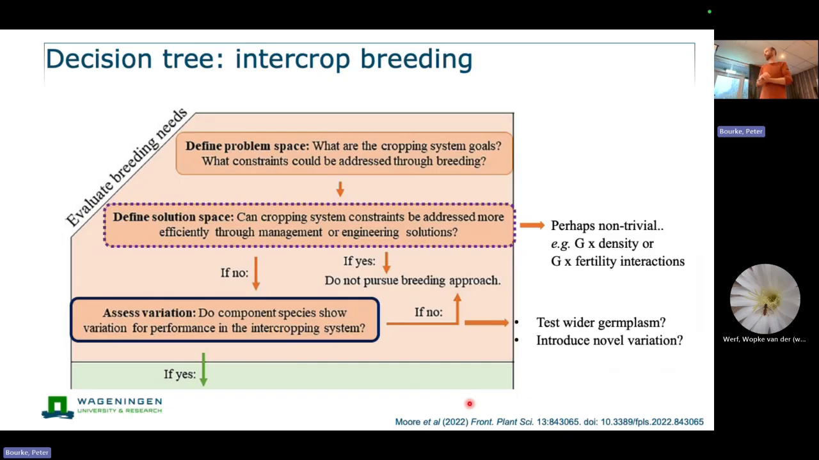Maybe you need to move further afield into less modern germplasm, shall we say, land races, gene bank accessions, and so on. Or you might need to introduce novel variation. Maybe you also need to think further in terms of the crop species you're testing. So again, it's maybe not so simple as just to say, well, we don't see a variation, therefore don't bother with breeding. Maybe you didn't test sufficient variation in the first place.